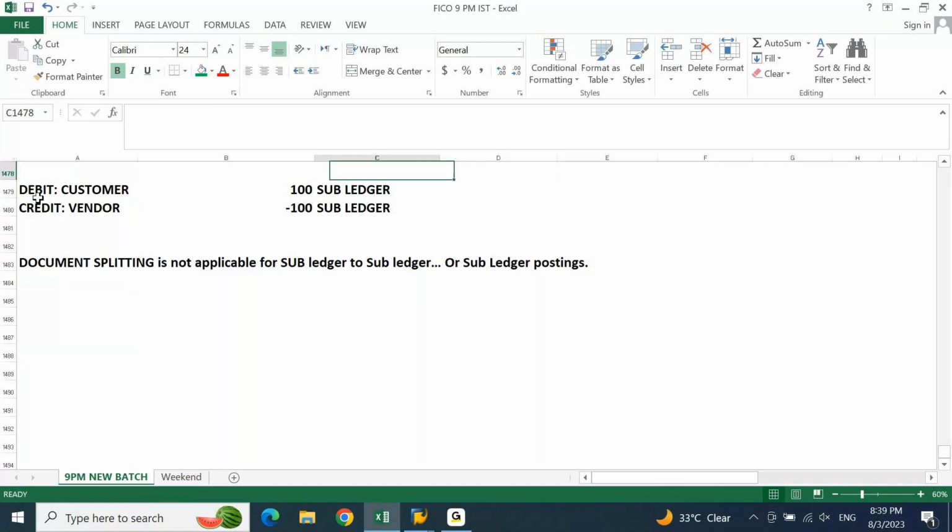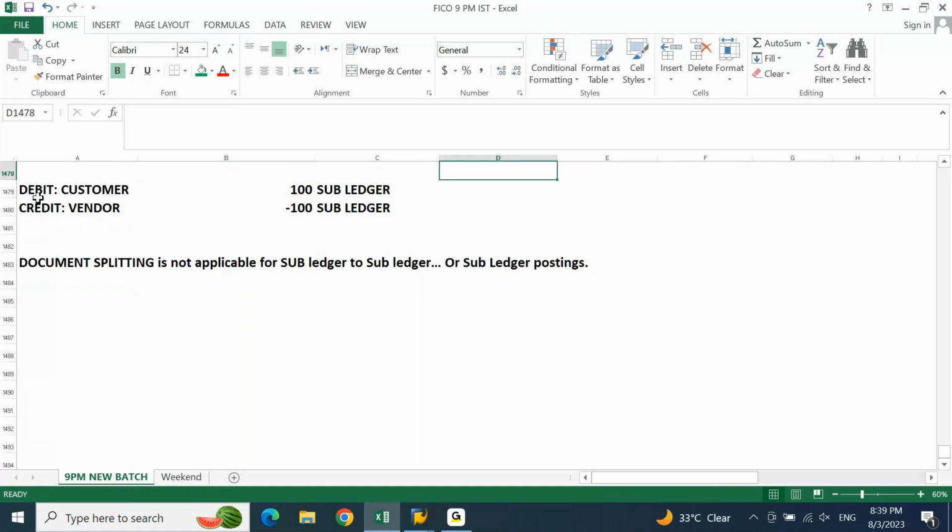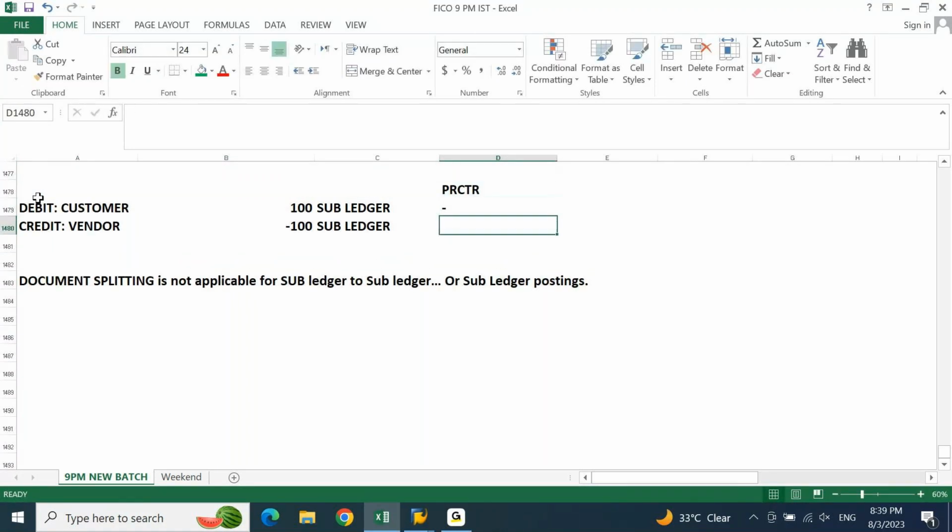Even if I want to put a profit center here, I cannot put any profit center because the system will not give me any option to input. Profit center itself is not applicable for it. If this is not applicable, no way you can input a profit center to this entry in the standard behavior. Now this is one entry which is purely subledger to subledger. Now let me put another entry.